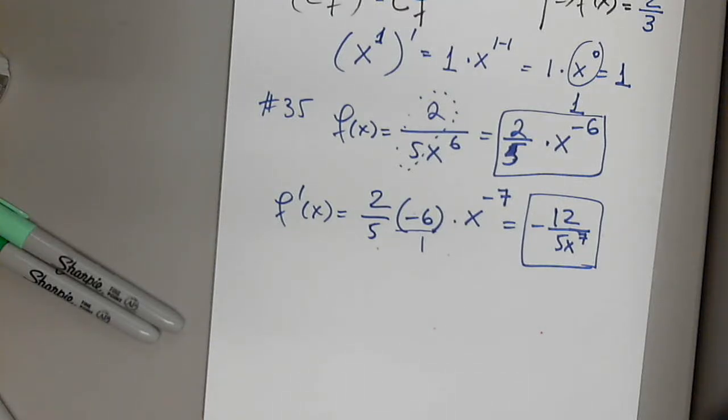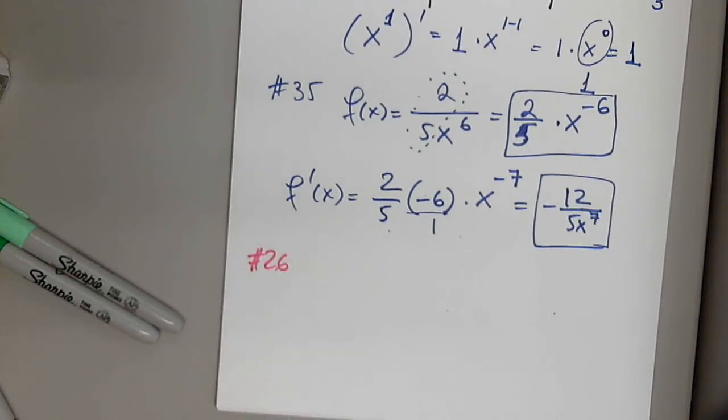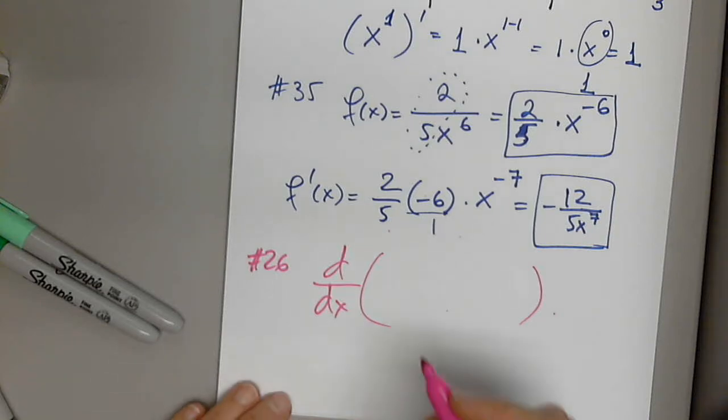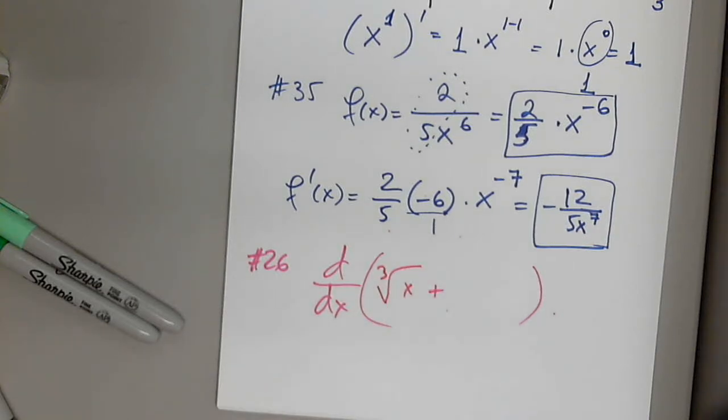Please choose another before we look at a word problem. What about 26? Yes, let's go back to 26. Perfect. So in 26, we have d over dx. In other words, the derivative of whatever follows with respect to x. So now we copy the cube root of x plus 4 over the square root of x.